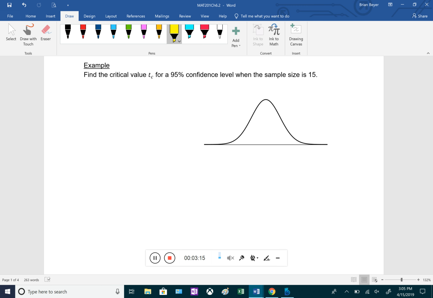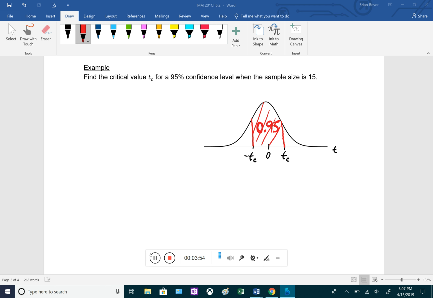Okay, let's take a look at this example. Let's read it off, and then we'll take a look at the t-table. So find the critical value t for a 95% confidence level when the sample size is 15. So what we're going to be doing is the similar concept here to what we did before. We're dealing with the t-distribution, so I'm going to put a t. We are looking for the t-value such that 95% of the area, which is 0.95, falls between negative t and positive t on that t-table.